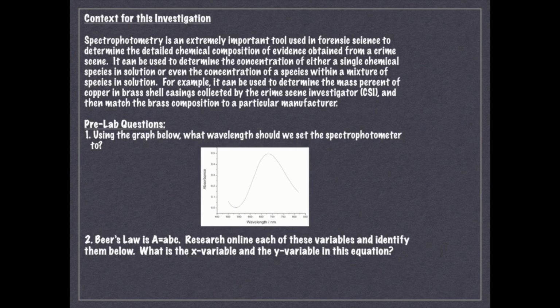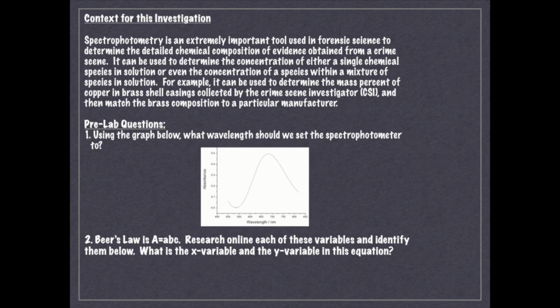So our ultimate goal in this laboratory is to determine the percent composition of copper in brass, and that can eventually be used if we had, for example, a CSI situation. So here are your pre-lab questions. Number 1, using the graph below, what wavelength should we set the spectrophotometer to?